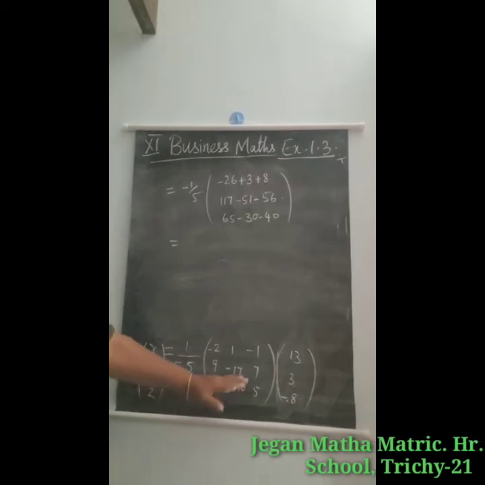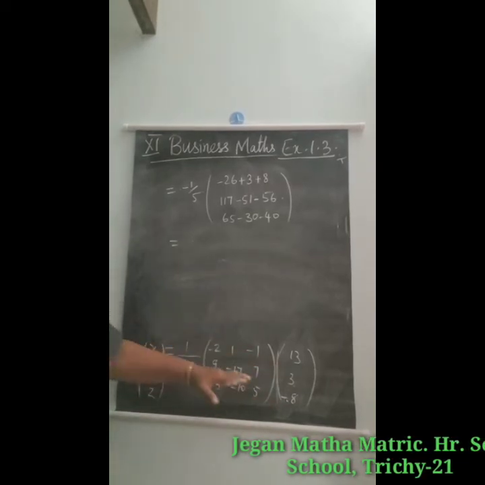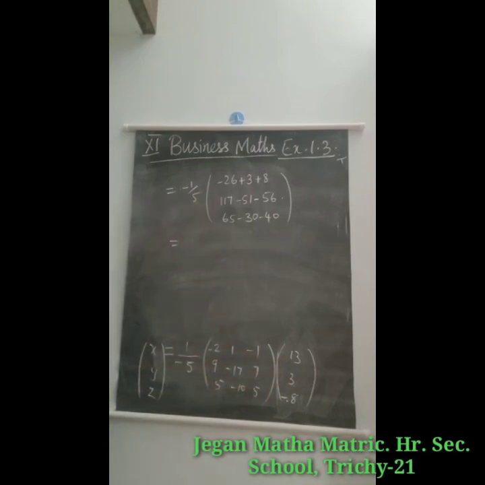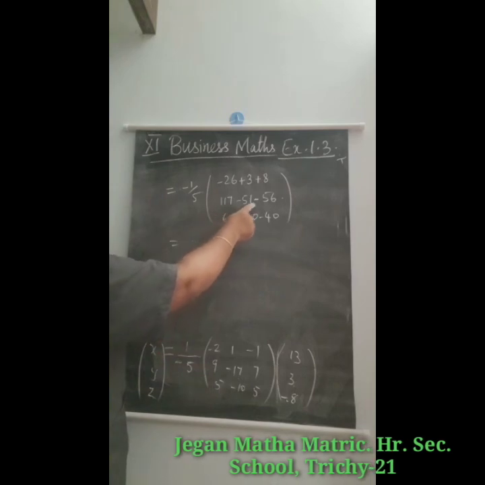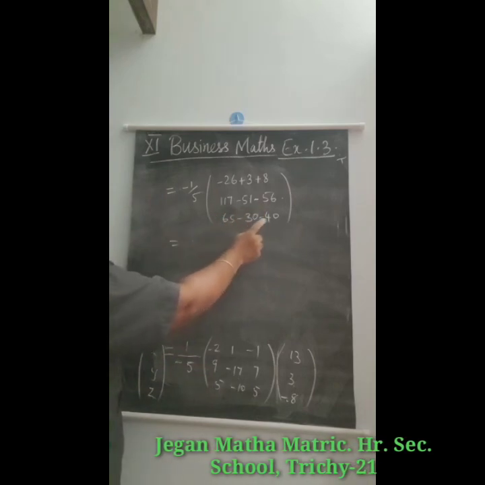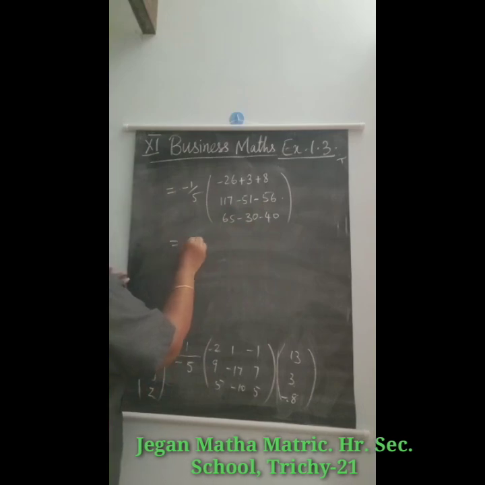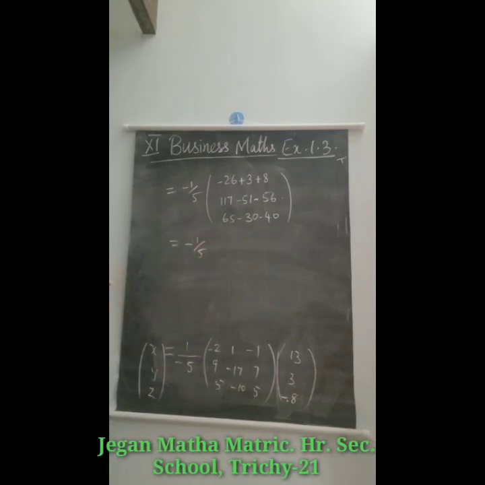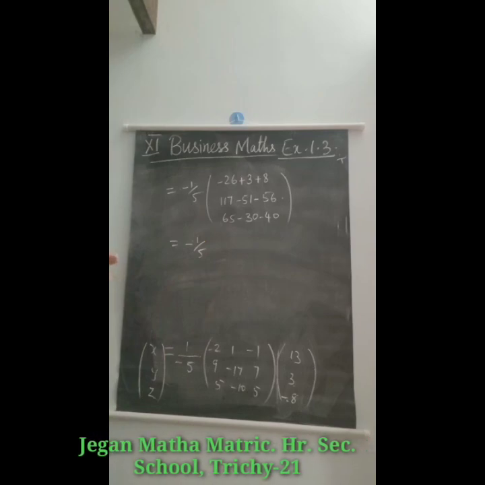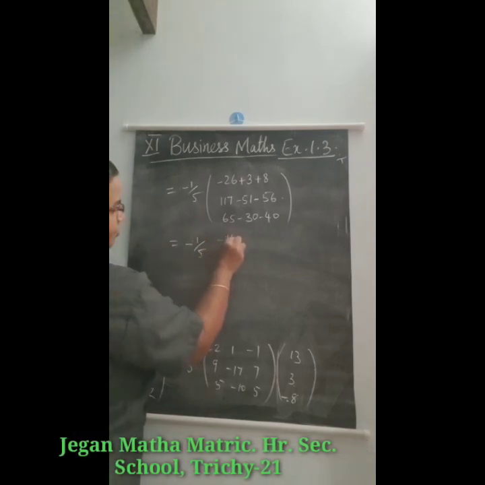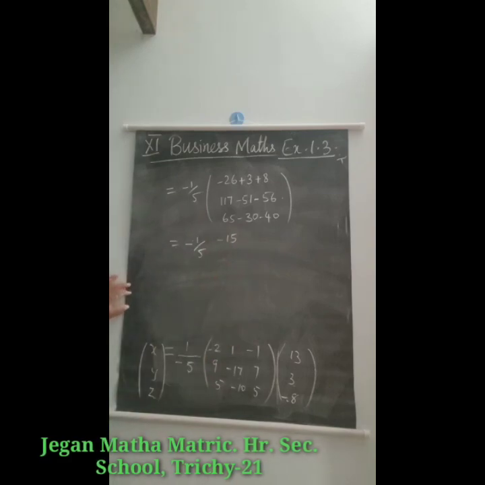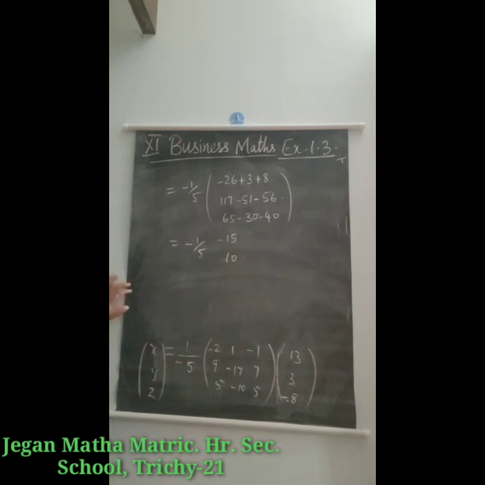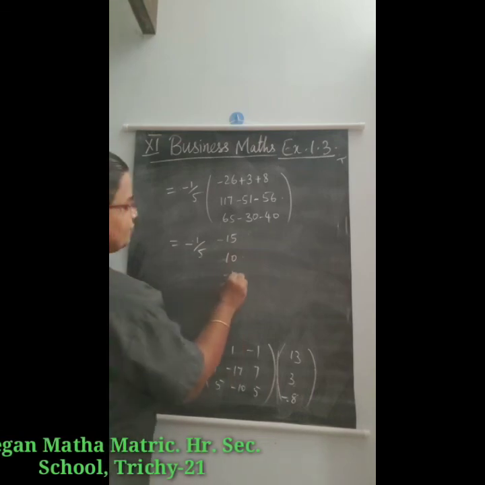So if we multiply first row first column, second row first column, third row first column, we will get minus 26 plus 3 plus 8, 117 minus 51 minus 56, 65 minus 30 minus 40. So that is equal to minus 1 by 5. What we will get, that is minus 26 plus 3 plus 8 is equal to minus 15. And 117 minus 51 minus 56 we will get 10. And 65 minus 30 minus 40 we will get minus 5.